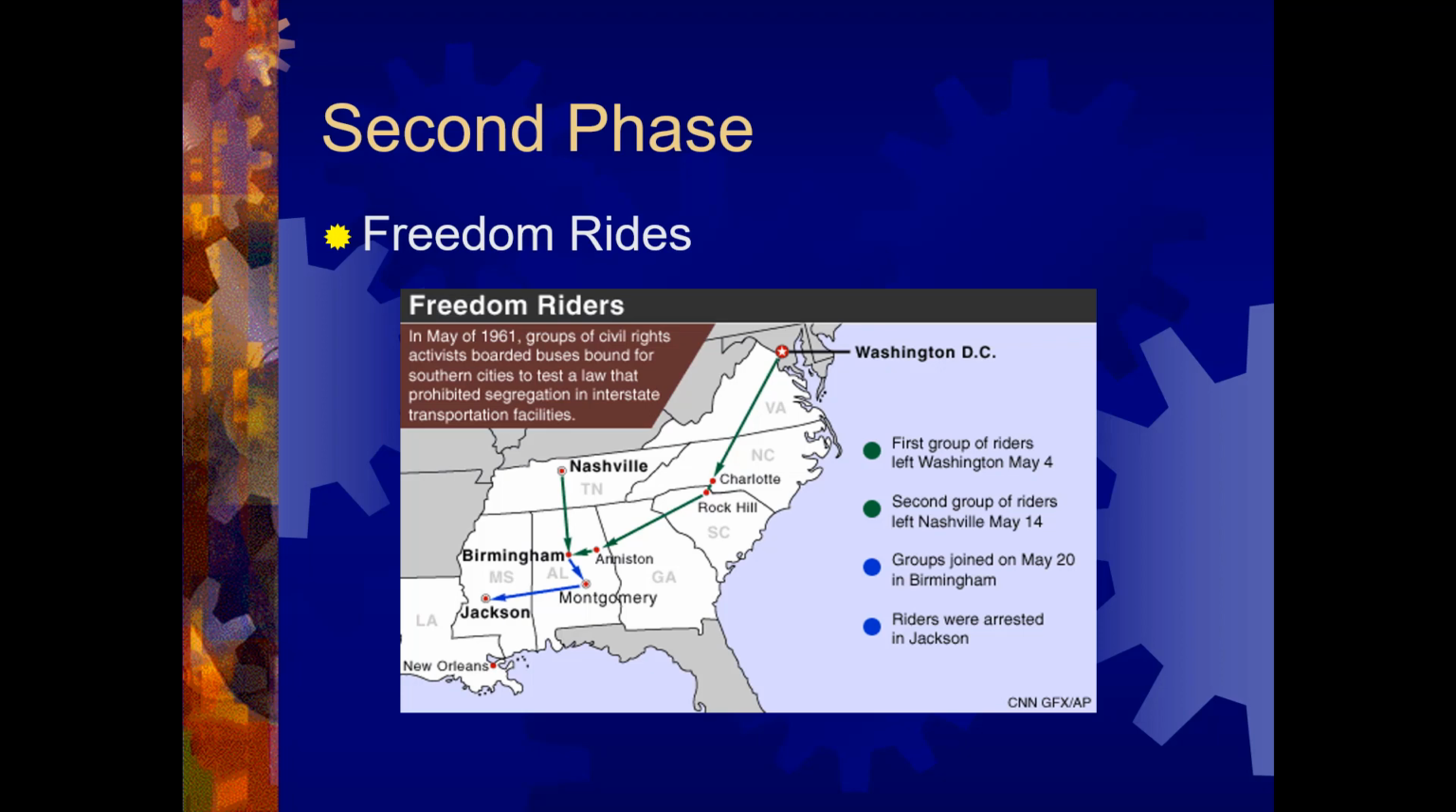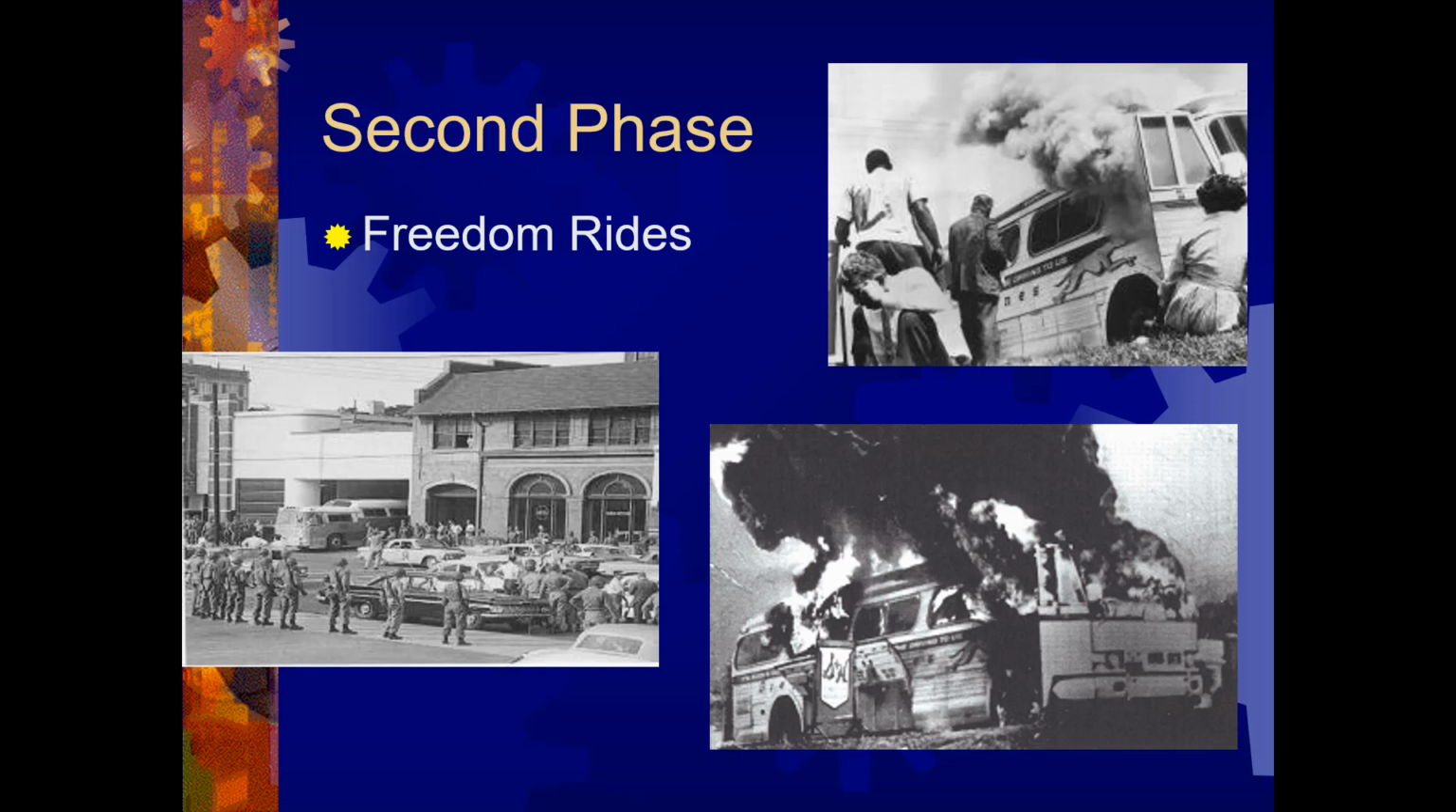A huge white mob attacked them with pipes and slashed the tires of the buses. Someone threw a bomb through the window of the bus as people were trying to escape. The riders were trying to get out, and someone threw this bomb in. The white mob was beating them as they came out. Here are some images of that. They then hit this kind of resistance as they got to Montgomery as well. So they encountered tremendous amounts of white resistance and violence once they got into Alabama.